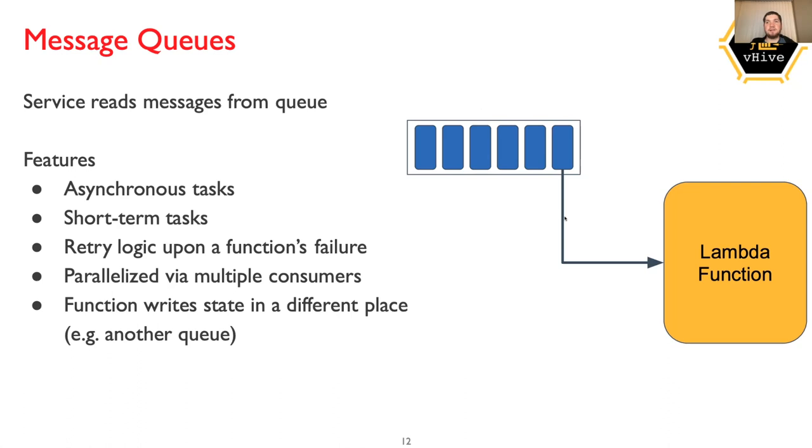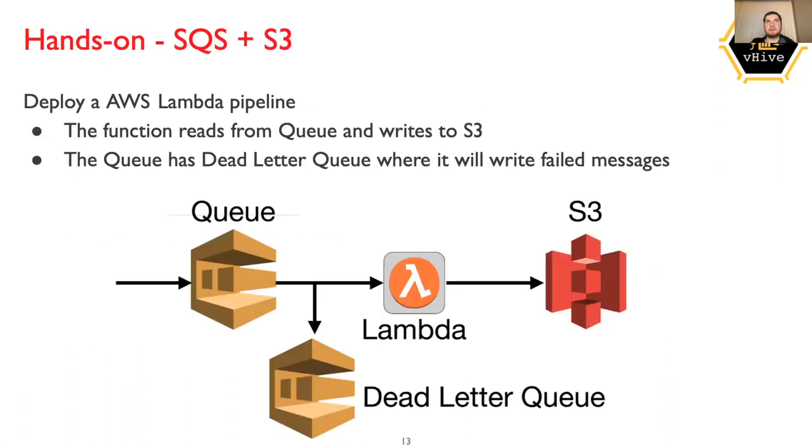Next, let me show the second demo. Here we will cover exactly this case, where the function will read from the queue and will write messages to S3. The queue will have a dead letter queue configured for it, meaning that if Lambda fails to process the message, then it will be written to the dead letter queue. So we could say it's a very basic serverless pipeline.